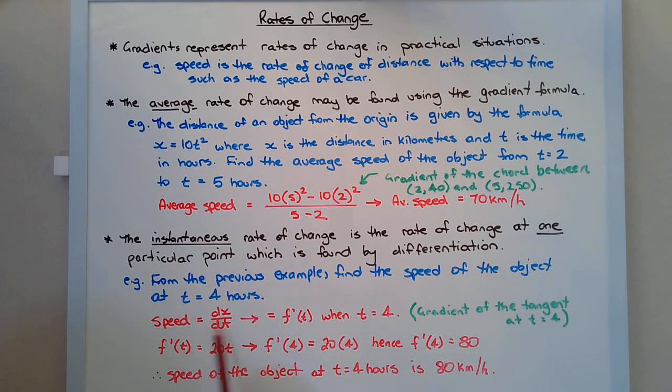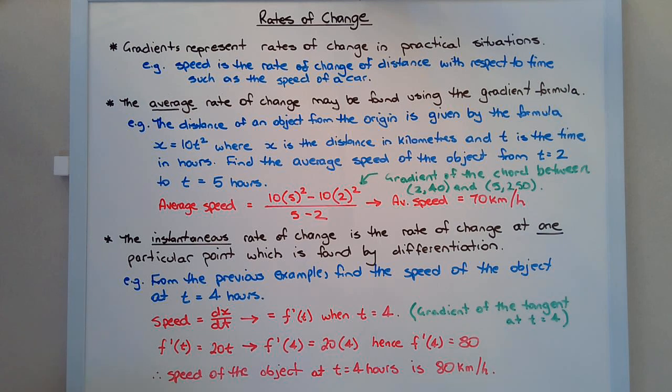So notice we only have now 1 point in time, not 2 points. So the speed is equal to dx/dt, so rate of change of x with respect to time, but the instantaneous rate of change. So f dash of t, so we need f dash of t when t is equal to 4. So that's equivalent to the gradient of the tangent at t equals 4. So f dash of t is equal to 20t, f dash of 4 is equal to 20 times 4, hence f dash of 4 is equal to 80. Therefore, the speed of the object at t equals 4 hours is 80 kilometers an hour.